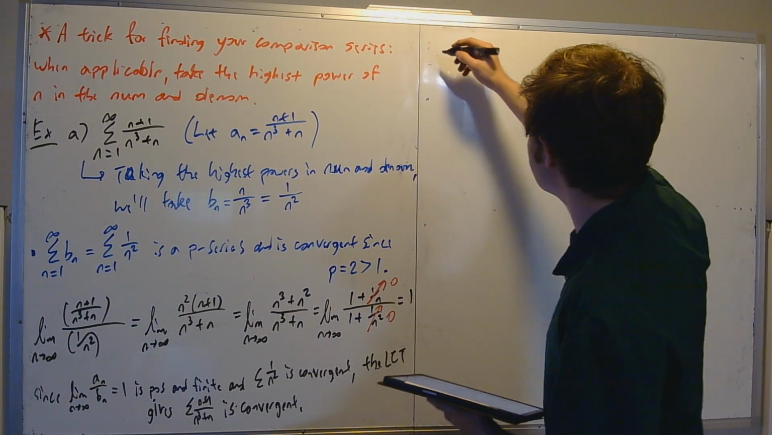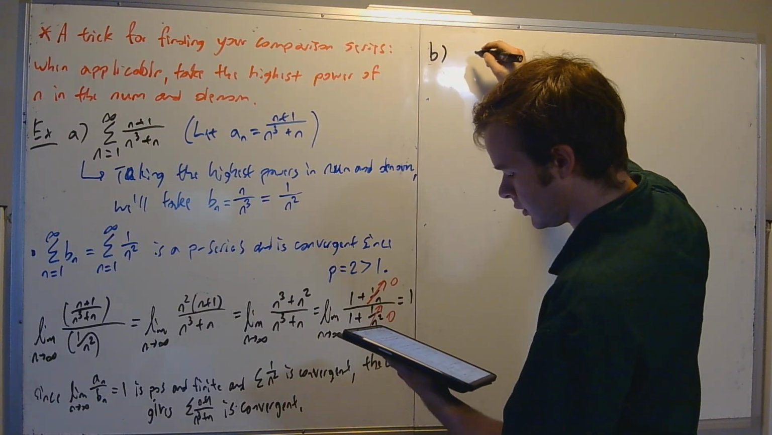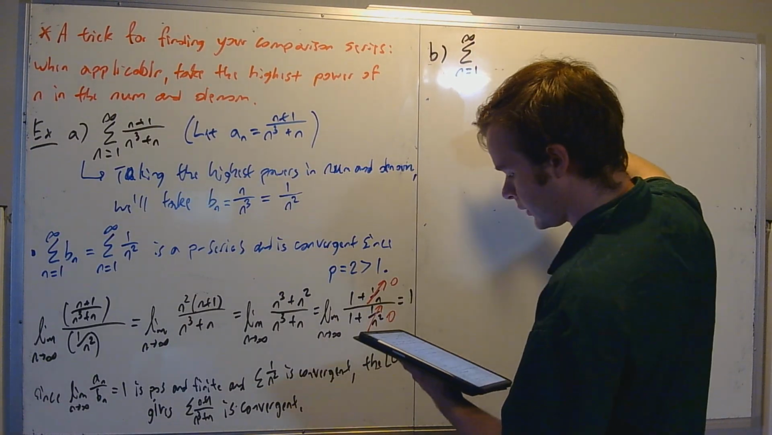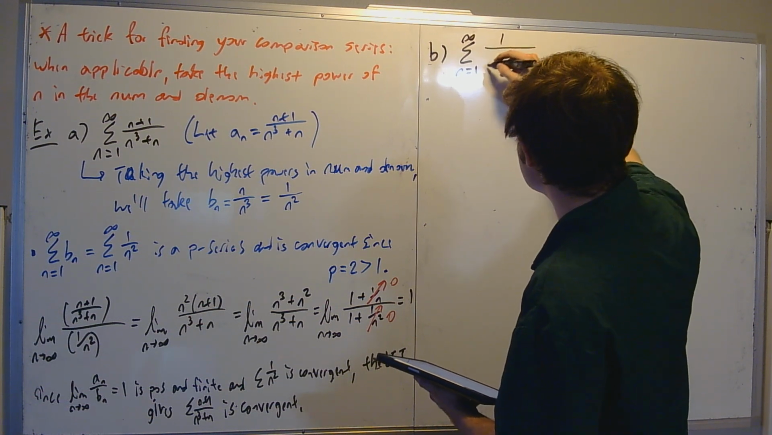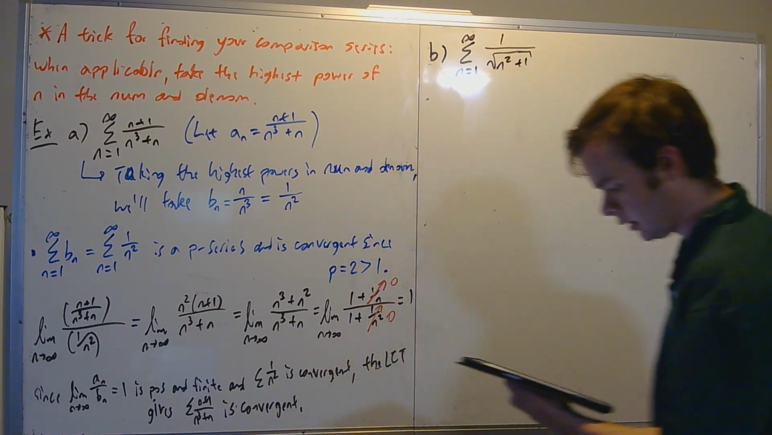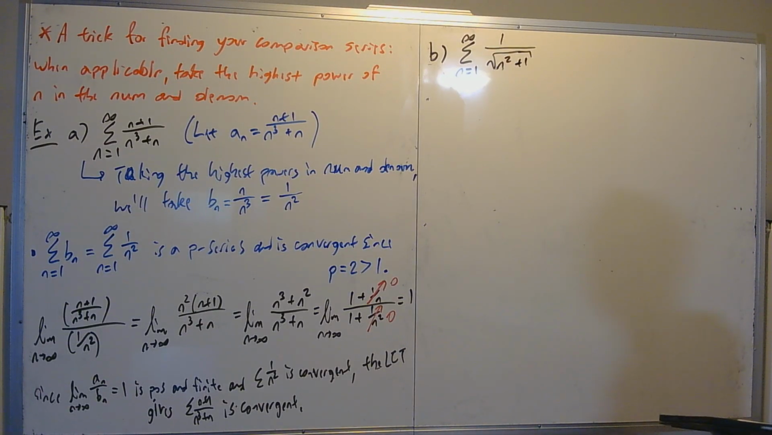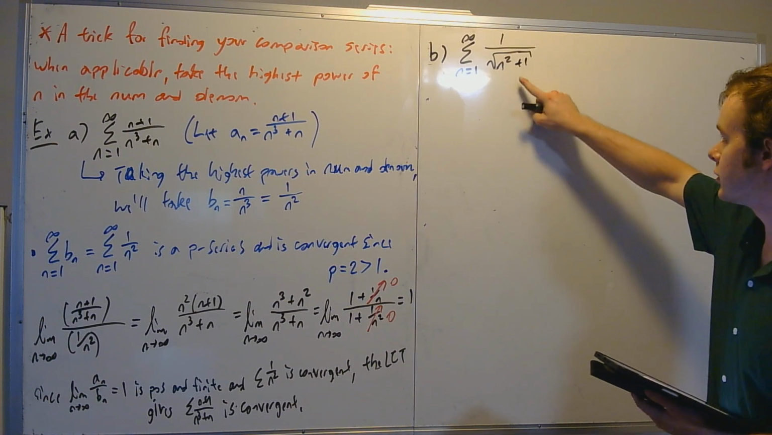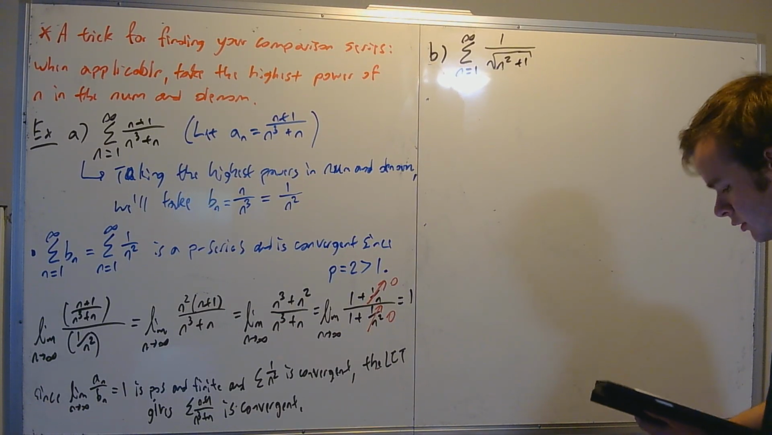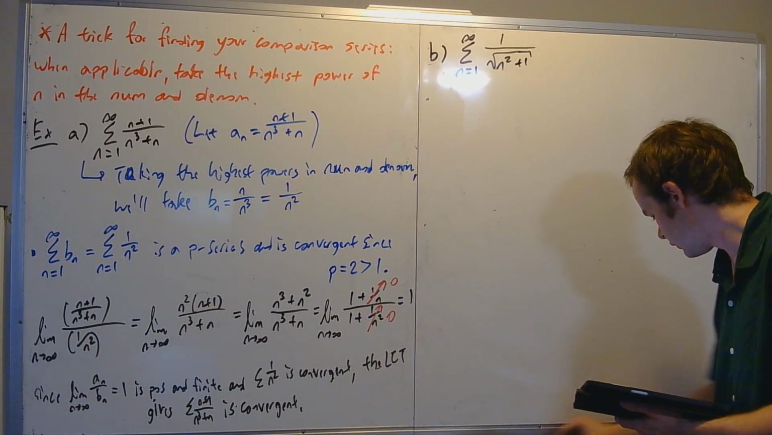So our last example, which is part B, is going to say that we have the series, the sum from n equals 1 to infinity of 1 over square root of n squared plus 1. Okay, so again, remember we're trying to convert this into either a p-series or a geometric series. So we can say, well, the way we would do that is maybe if we get rid of this plus 1, and that would actually fix things up a bit.